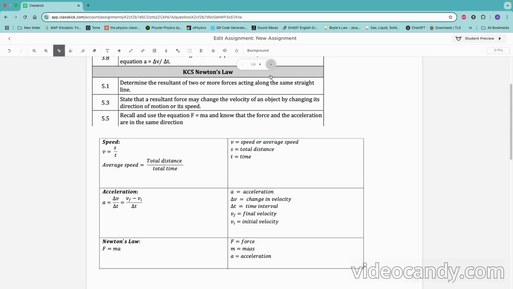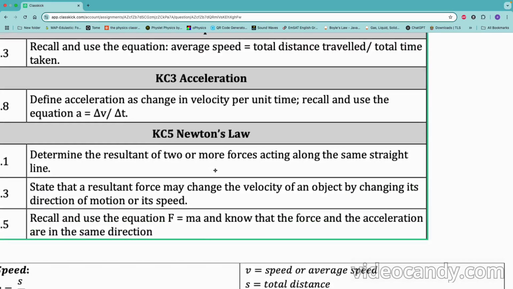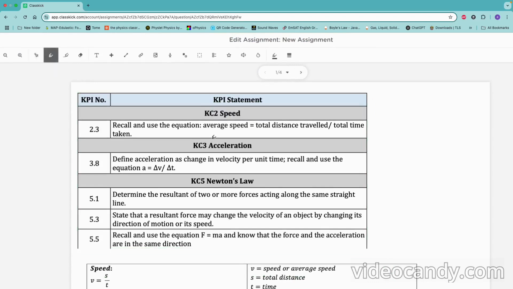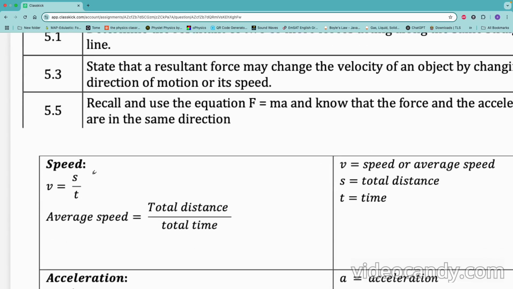Starting topic 1 here, which talks about speed. So the only KPI that will be included in the final exam talks about how we are able to recall and use the equation which helps us to calculate average speed. So mainly using the formula here, average speed can be calculated by dividing total distance over total time.